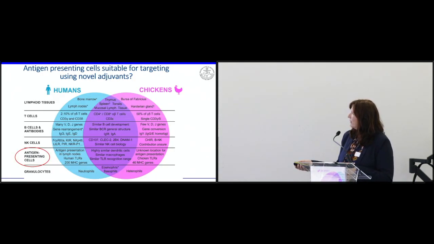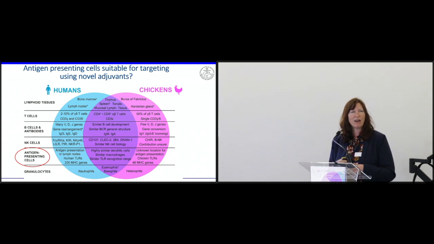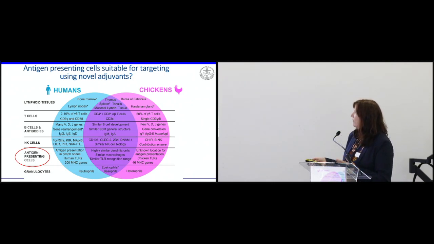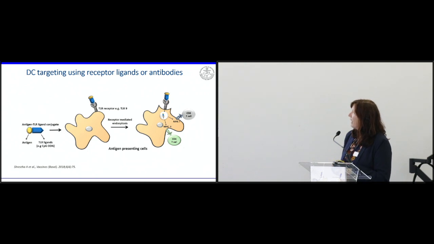Luckily, the antigen-presenting cells are somewhat similar. We have good data on chicken dendritic cells and macrophages, so we have cell model systems that we can use to sort of assess some of these mechanisms.